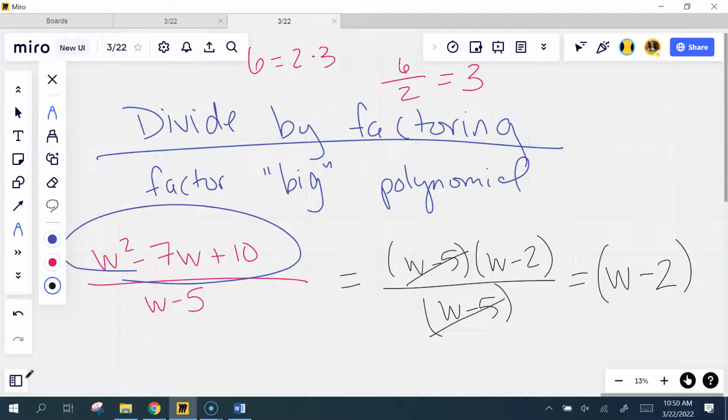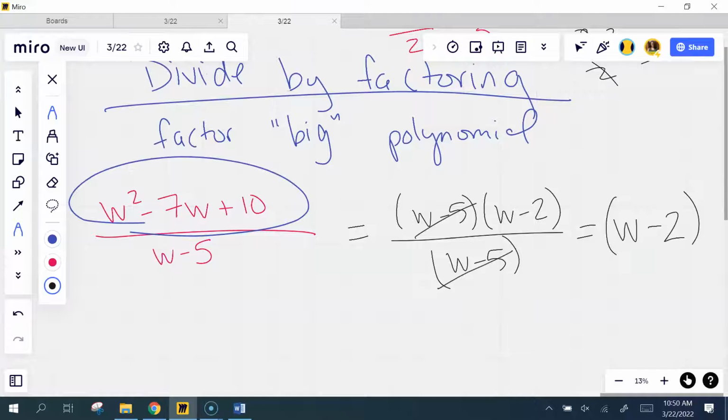Does that make sense? All I did was factor and then cancel out the factors that were top and bottom there, okay? Kind of like if this was 2 times 3 over 2 equals 3, I could cancel those 2's out, right? Anyway, let's look at number 4.